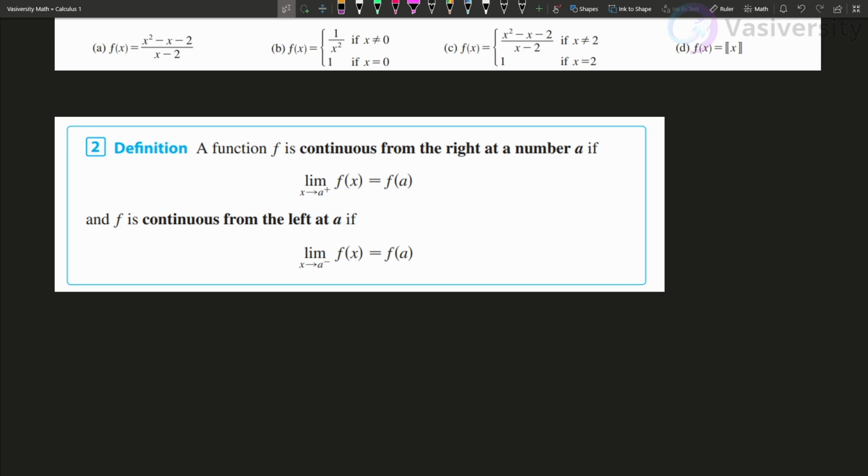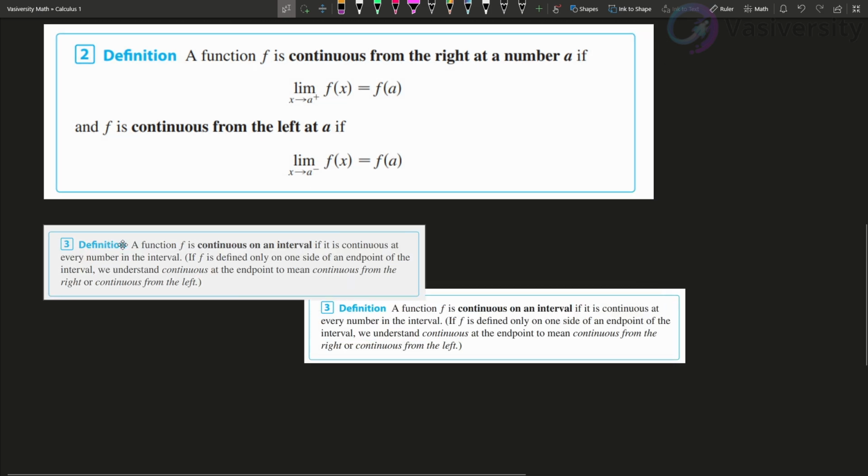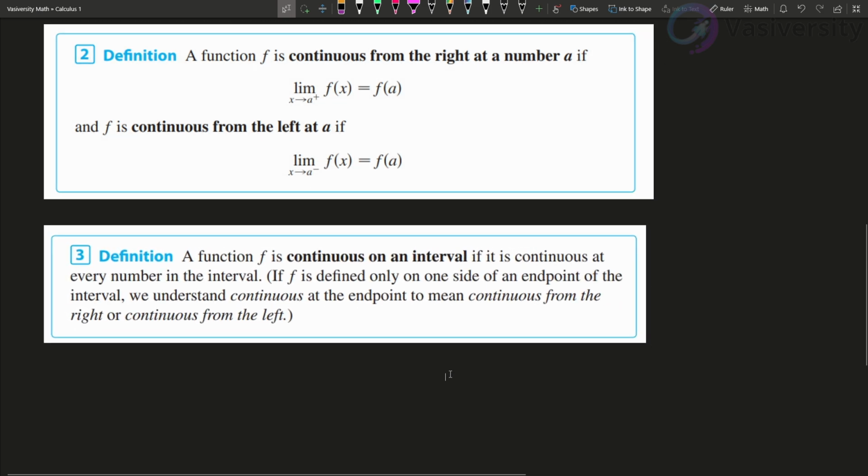Continuous on an interval. Here we are doing continuity at a point, but sometimes a point is not enough for us. We want to make sure that we are continuous on the interval. A function f is continuous on an interval if it is continuous at every number in the interval. If f is defined only on one side of the interval, we understand continuous at the endpoint to mean continuous from the right or continuous from the left. Sometimes we have to watch out for what kind of continuity we are talking about.